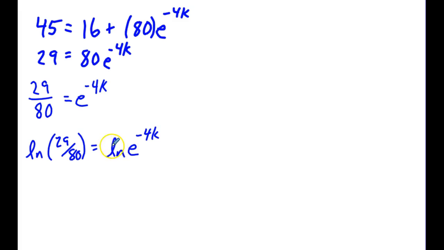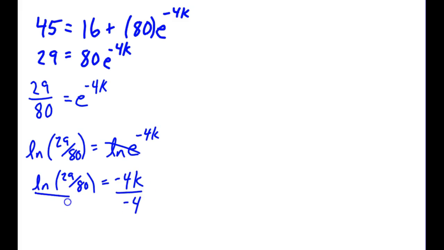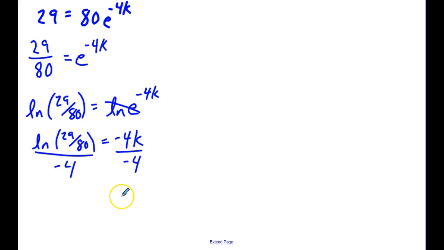The reason we do that is the natural log and e are inverses. So we have the natural log of 29 divided by 80 equal to negative 4 times k. And the last step, divide both sides by negative 4. And now you would just type that in on your calculators to get an approximation. And when you do that, you get k is approximately 0.254.